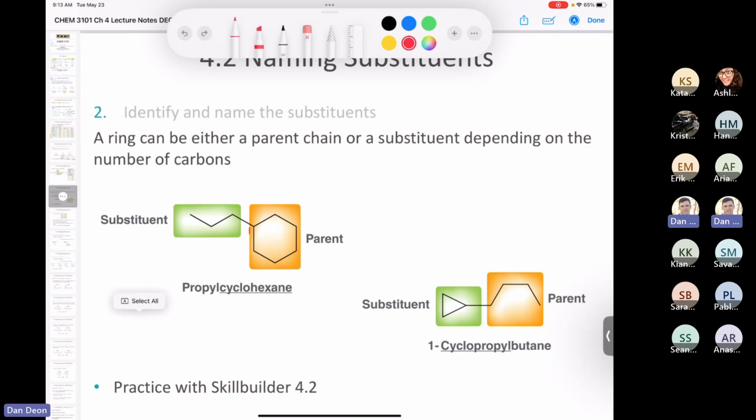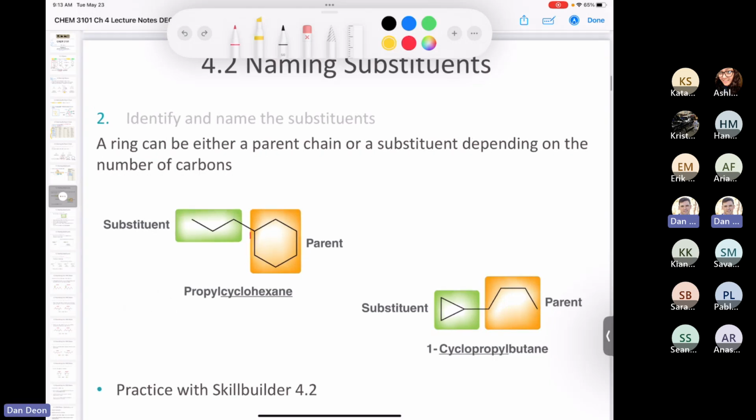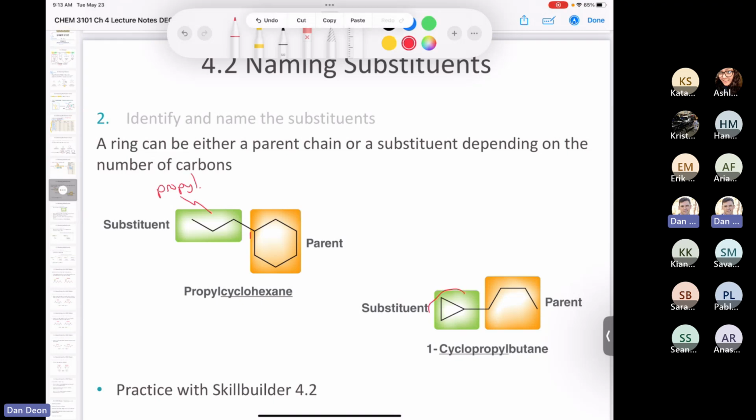So we see that the longest carbon chain in this molecule on the left has a total of 6 carbons in the ring, and then you have a propyl group attached to it, right? This would be a propyl here. So we'd call this propyl cyclohexane, right? The parent comes last.